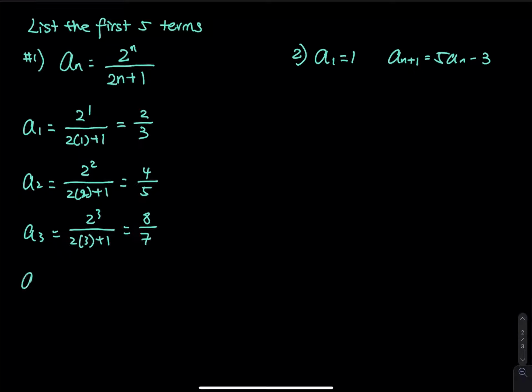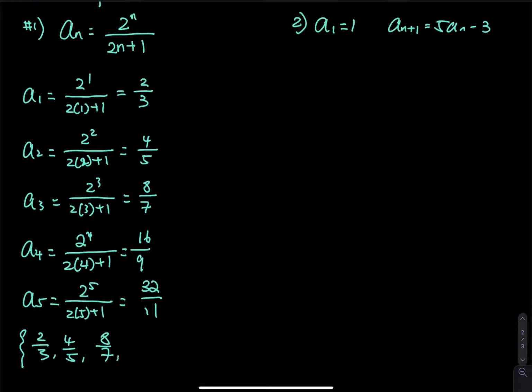And then for a4, that is 2 to the fourth, which is 16. And then 2 times 4 plus 1 is 9. So we have 16 divided by 9. And then a5, we have 2 to the fifth divided by 2 times 5 plus 1. The bottom is 11. 2 to the fifth power is equal to 32. So that means the first 5 terms of this sequence are 2 thirds, 4 fifths, 8 over 7, 16 over 9, and 32 divided by 11. Alright, and then you can keep moving, so I will just write dots, so you can keep on moving. You can write A6, A7, A8, A9, A10, so on and so forth.